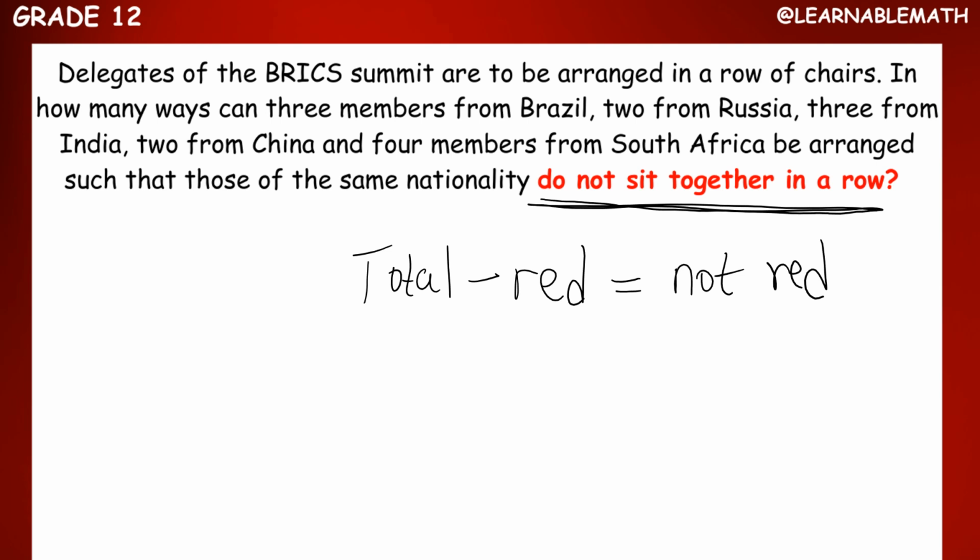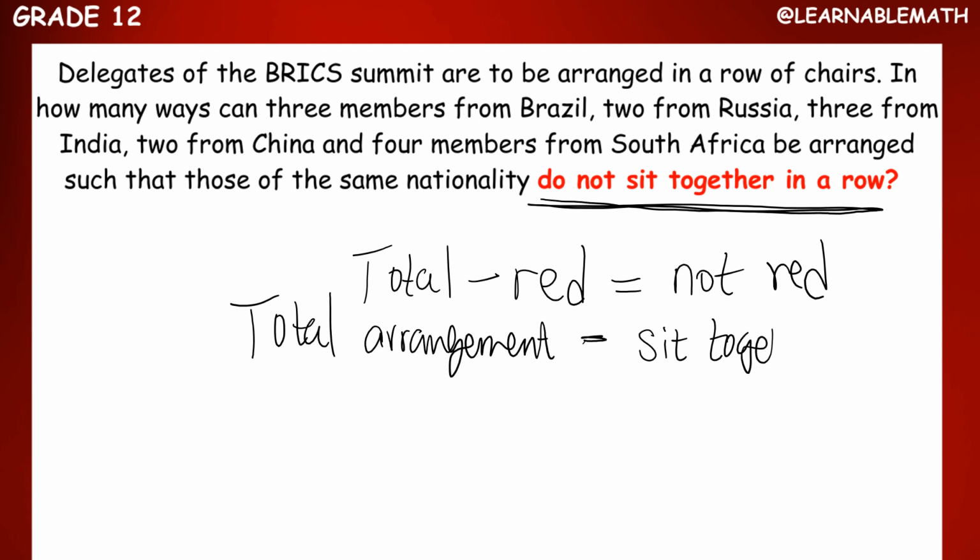Yes. We can simply count the total number of arrangements without any restriction. Then from the total number of arrangements, we remove those arrangements where these people actually sit together per nationality. Then we'll get the number of arrangements where they do not sit together in a row. And we call this the not rule.